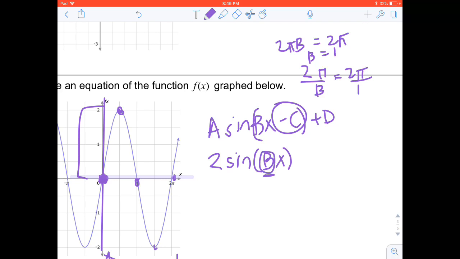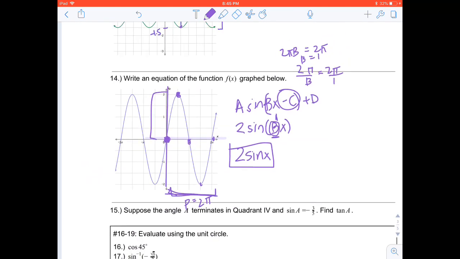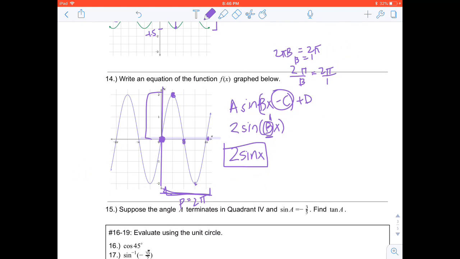I don't technically ever really need to write that there because 1 times anything is just itself. So our equation is 2 times sine x. We didn't have any reflection because it goes from the middle up. So I don't have to put a negative out in front.